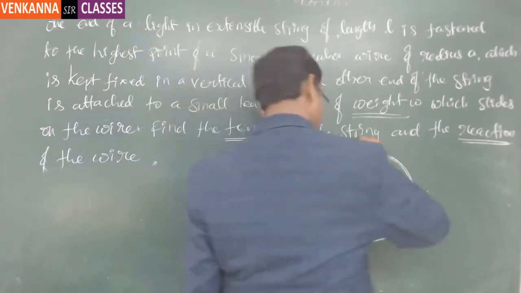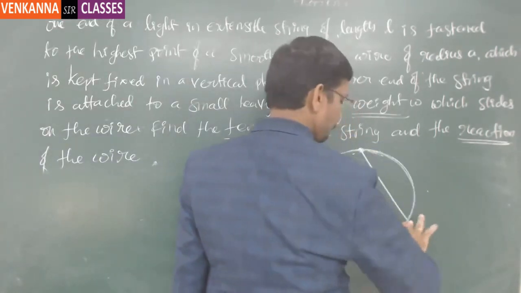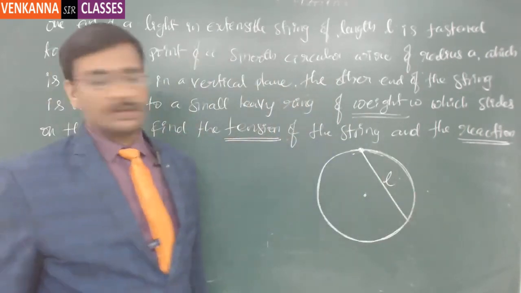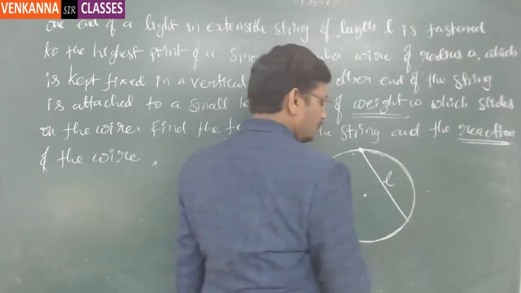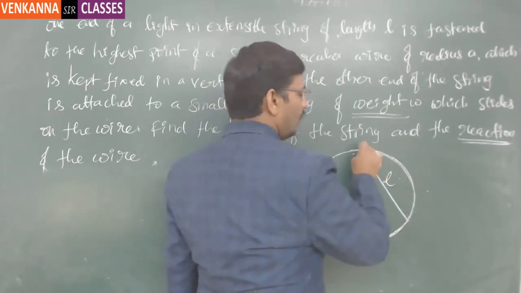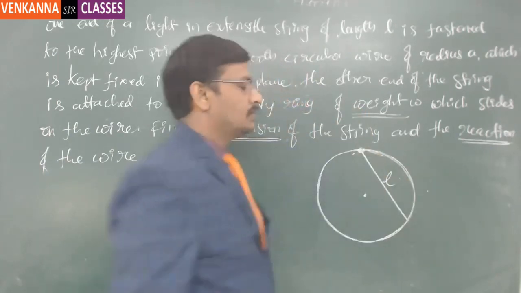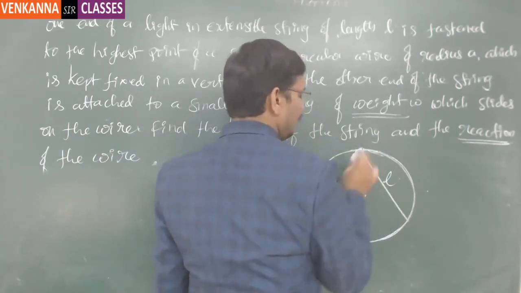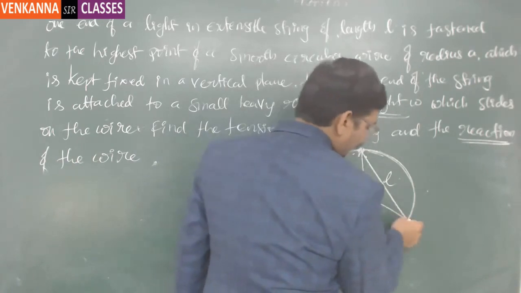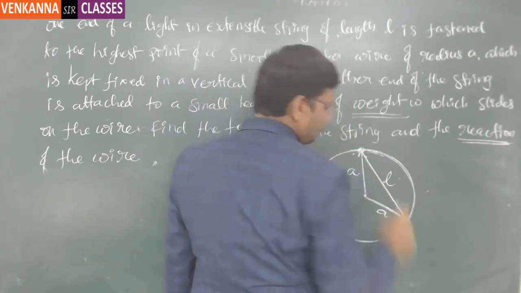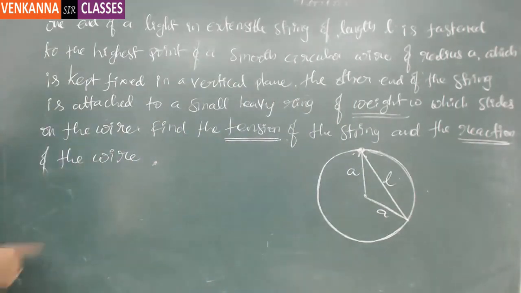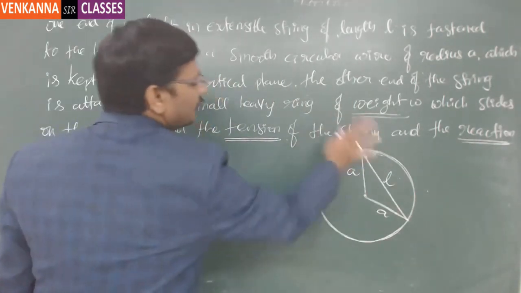So let us say this is a string of length L. And this is on the smooth circular wire. And one end is fastened at the topmost point, which is nothing but the highest point. So this is the radius A. And obviously this will also be the radius A, right? Okay. So which is kept fixed in a vertical plane. So this circle is fixed on the vertical plane.